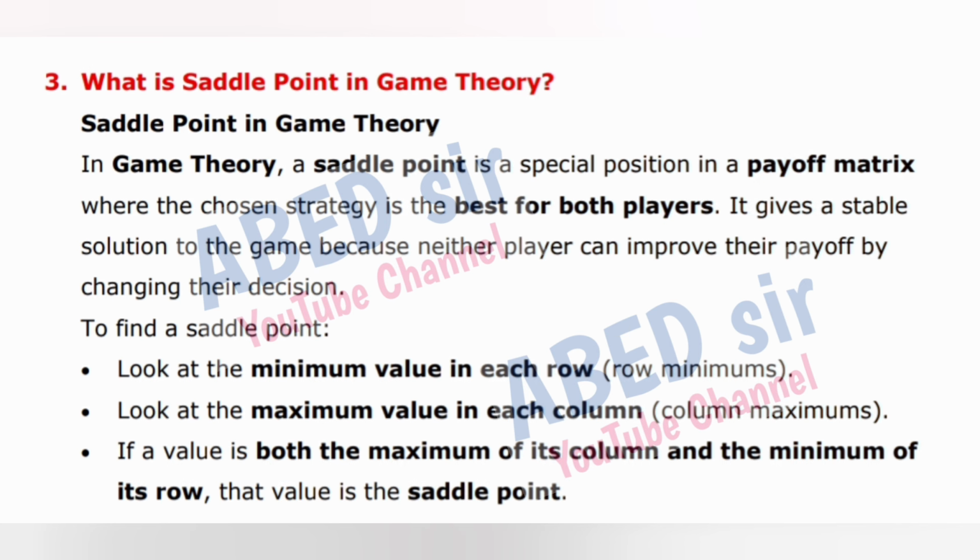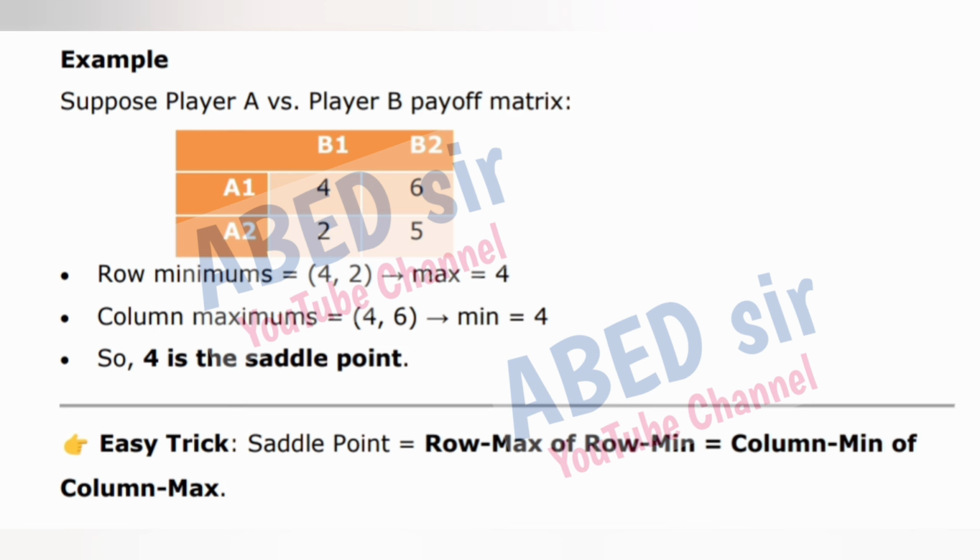If a value is both the maximum of its column and the minimum of its row, that value is the saddle point. Example: suppose player A versus player B payoff matrix. B1, B2. A1: 4, 6. A2: 2, 5. Row minimums are 4 and 2, the max is 4. Column maximums are 4 and 6, the min is 4. So, 4 is the saddle point. Easy trick: saddle point equals max of row minimums equals min of column maximums.